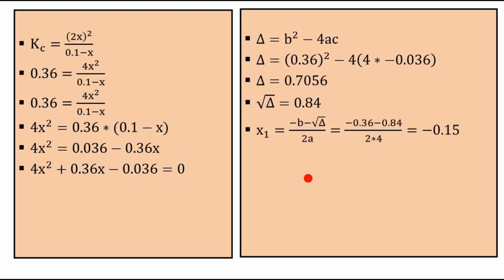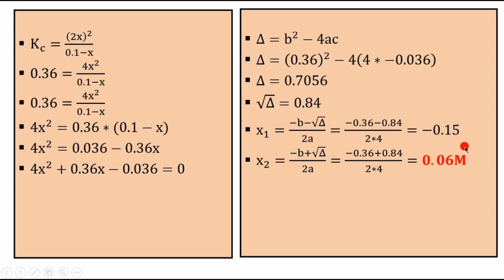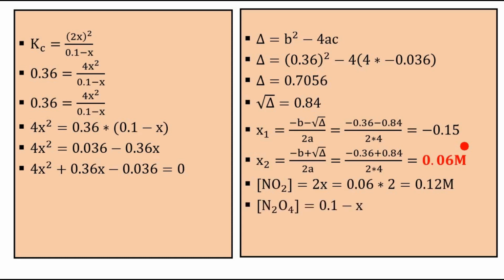Of course we need to reject one. We reject the one with the negative value, the one with 0.15, because it is negative. That means x2 will be equal to 0.06 molar. So NO2 will be equal to 2x. Taking 0.06 times 2, it will be 0.12. Then N2O4 will be equal to 0.1 minus x at equilibrium. We can do the same by taking 0.1 minus 0.06, and you get 0.04 molar.